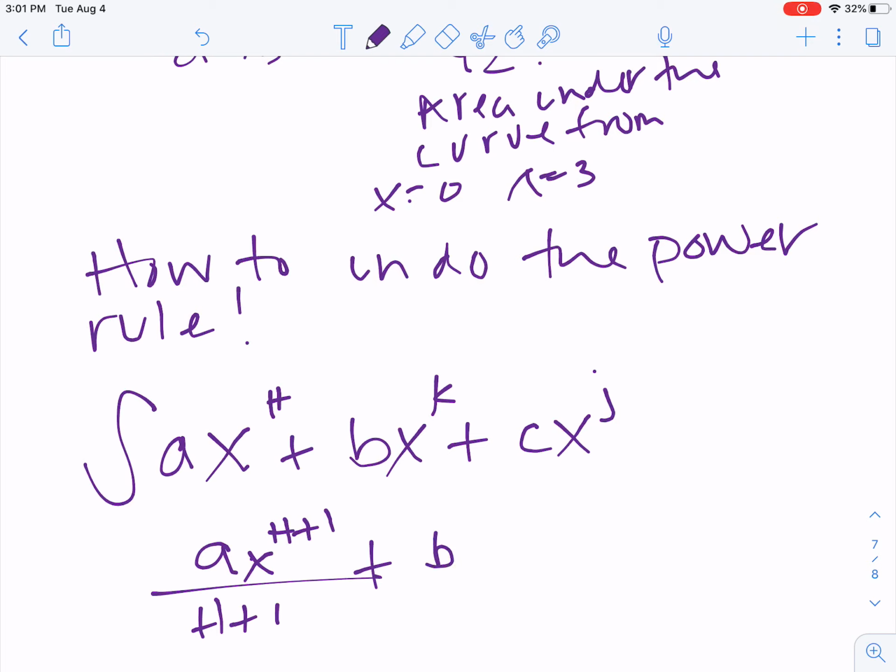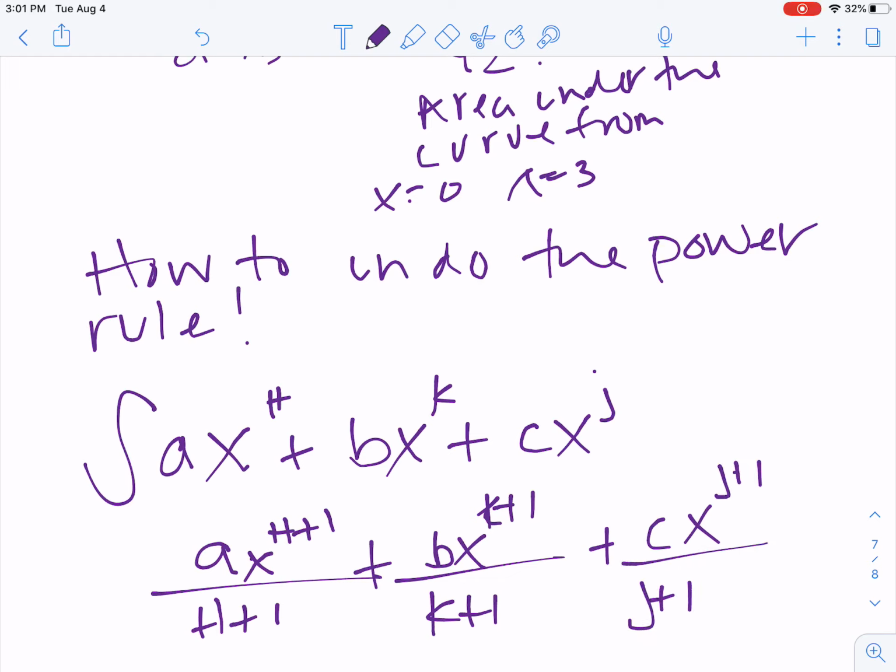So this one is going to be b x to the k plus 1 over k plus 1. This one is going to be c x to the j plus 1 over j plus 1. So notice that we're actually dividing the whole thing. And then don't forget that, I can't scroll apparently. If there are no bounds, you're putting plus c. So if you're just writing an equation, I know I shouldn't have used c twice there, but sorry. This plus c just says there's some sort of constant there. There's some other number that we don't know. So this is the opposite power rule.